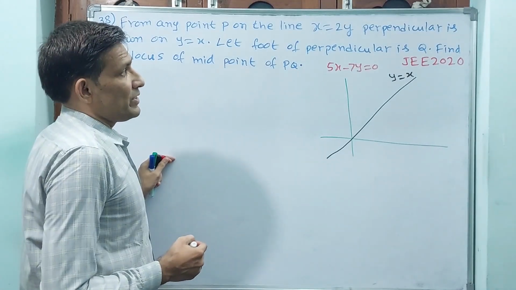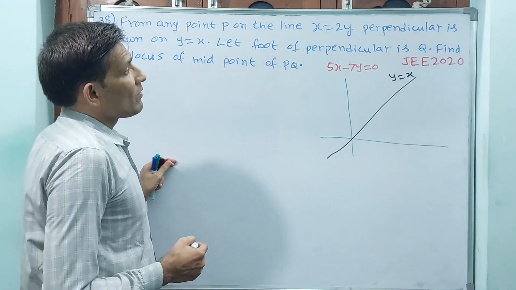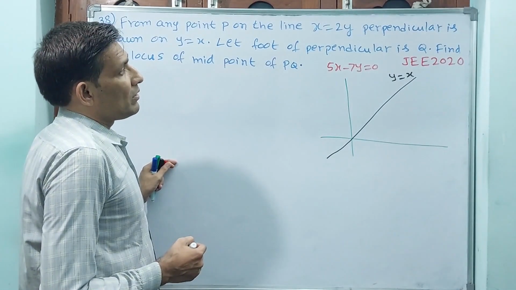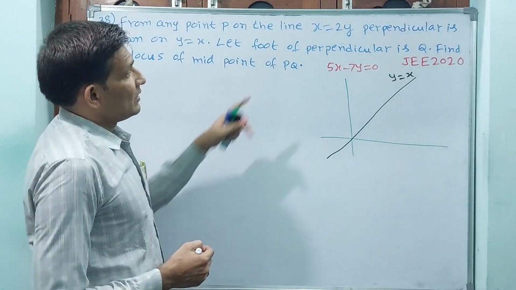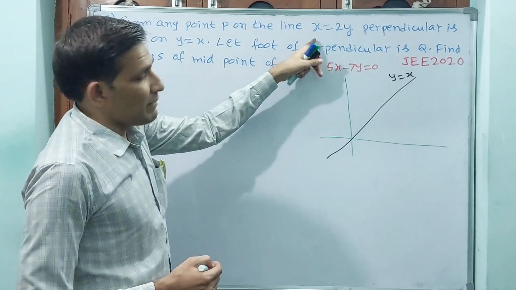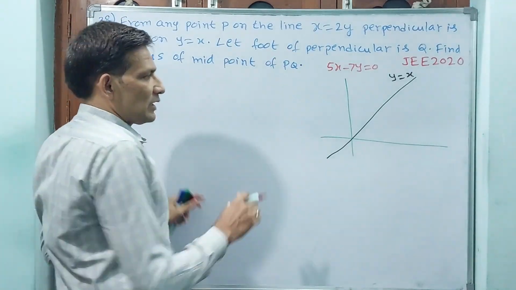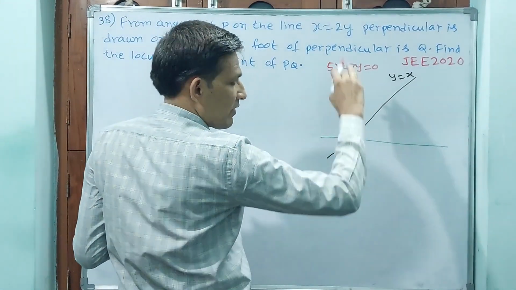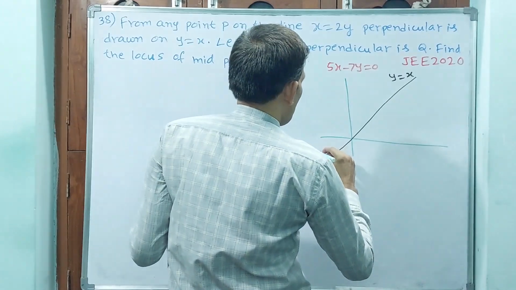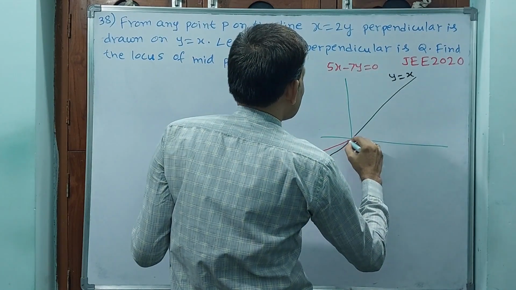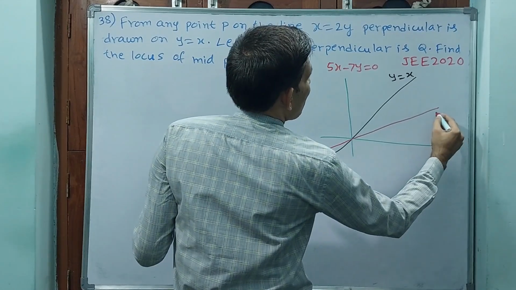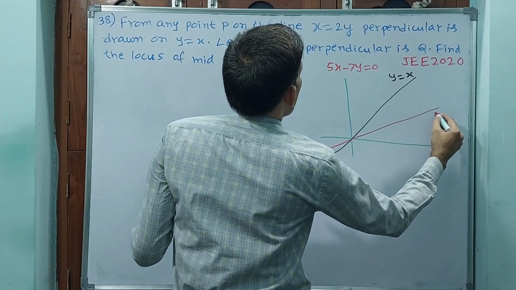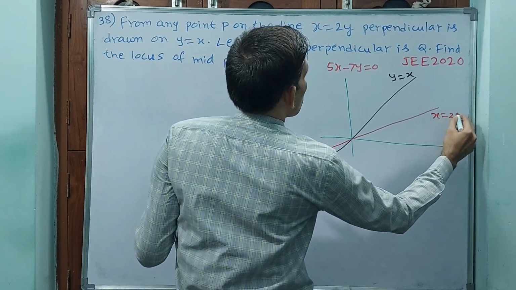That means, if x is 2, then y will be 1. Why? Because y is equal to x by 2, and 2 by 2 is 1. That means x goes much, but y goes less. Okay, this is called x is equal to 2y.